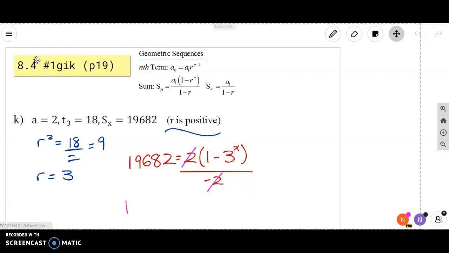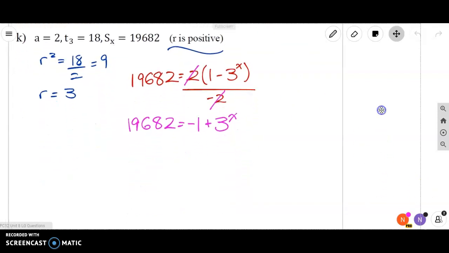So we have 19,682 is equal to negative 1 plus 3 to the power of x, and I can move that 1 over to the other side as well. So 19,683 is equal to 3 to the power of x.